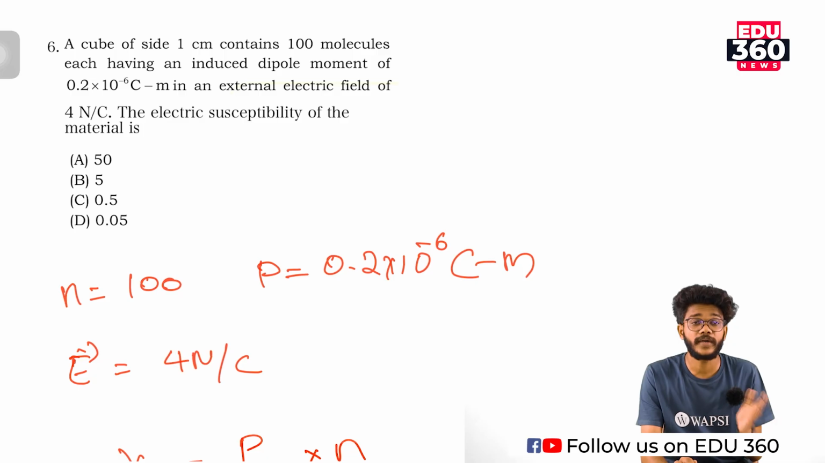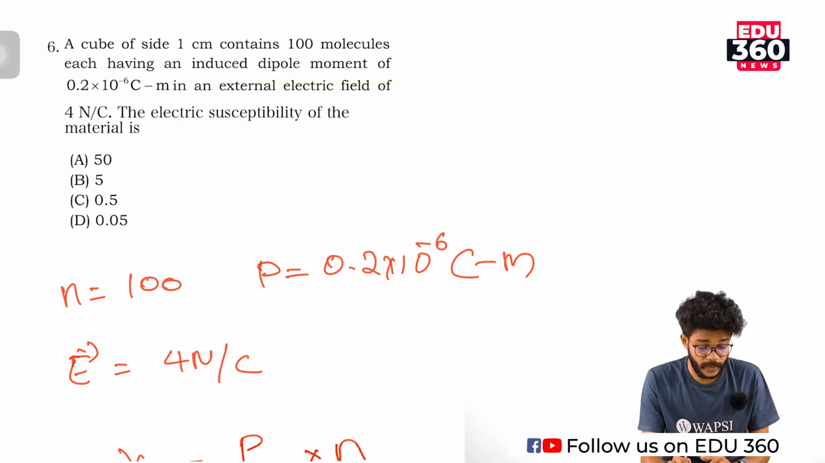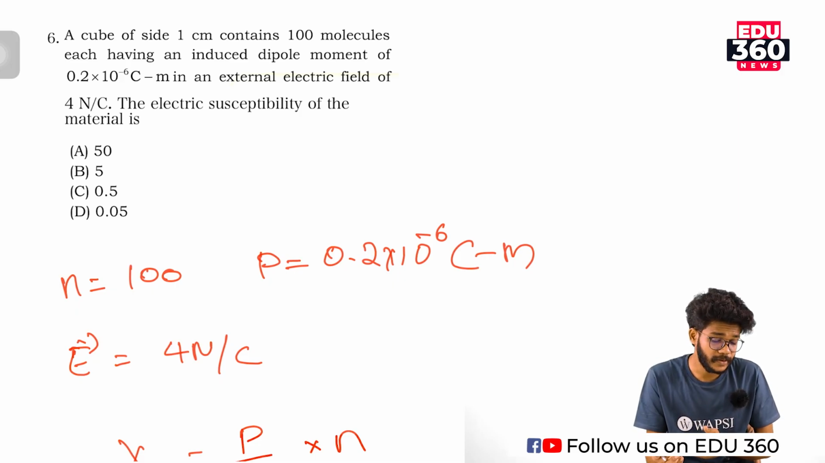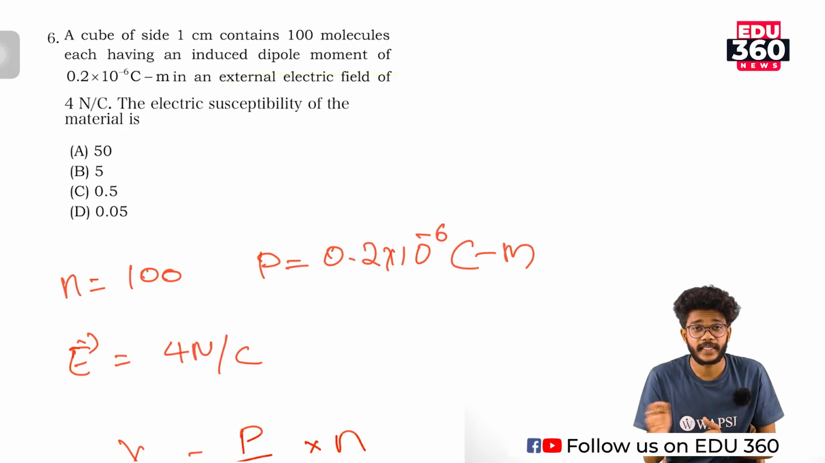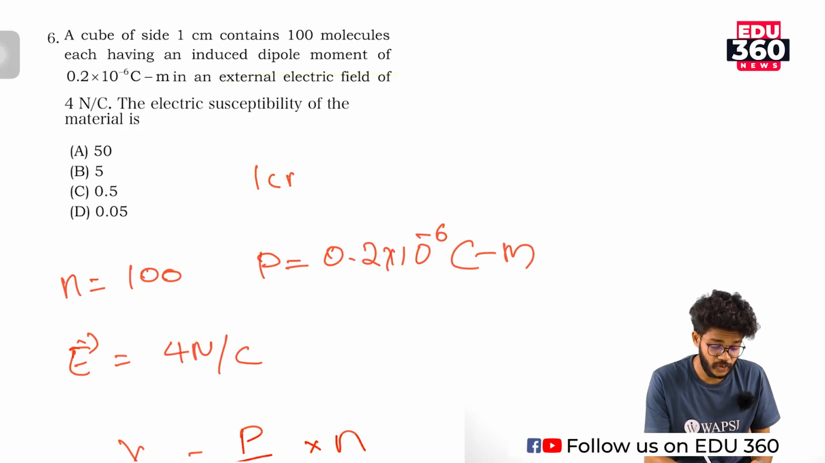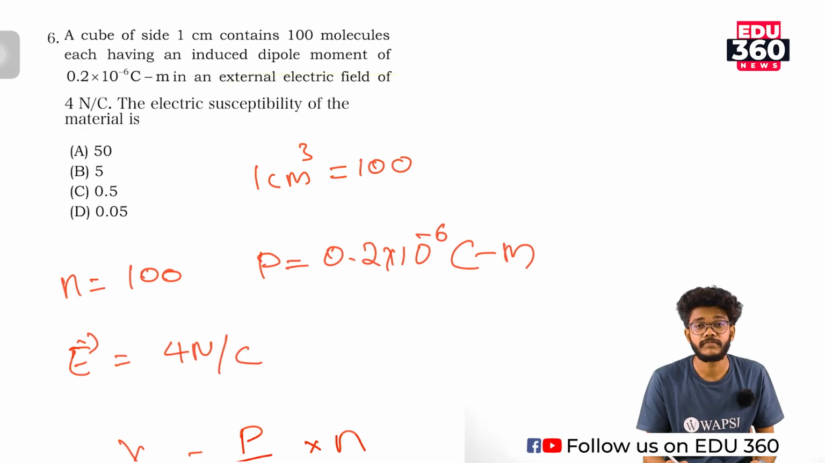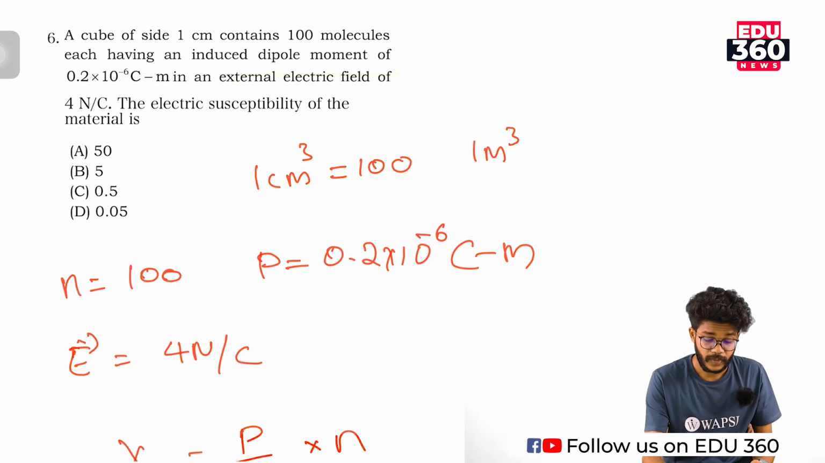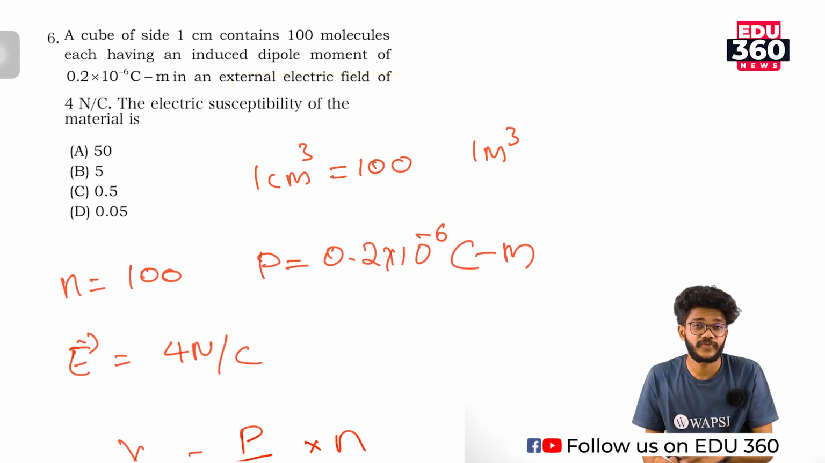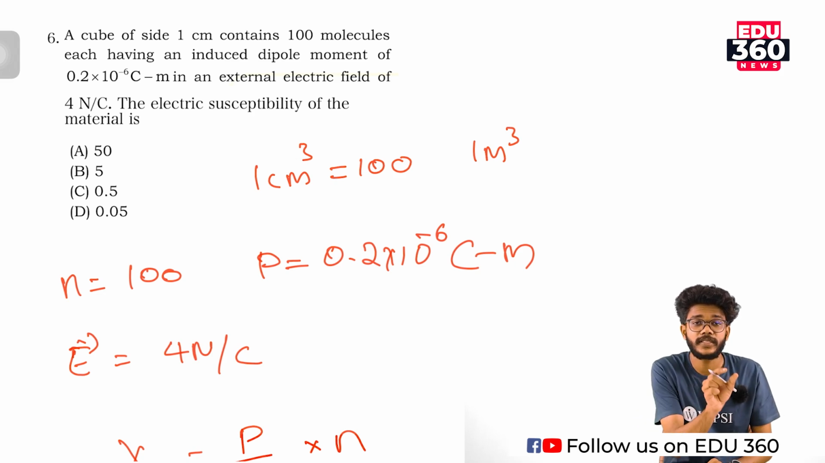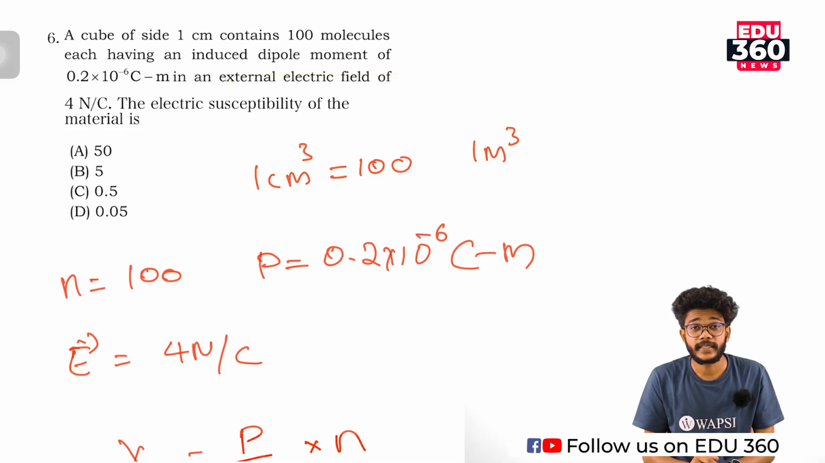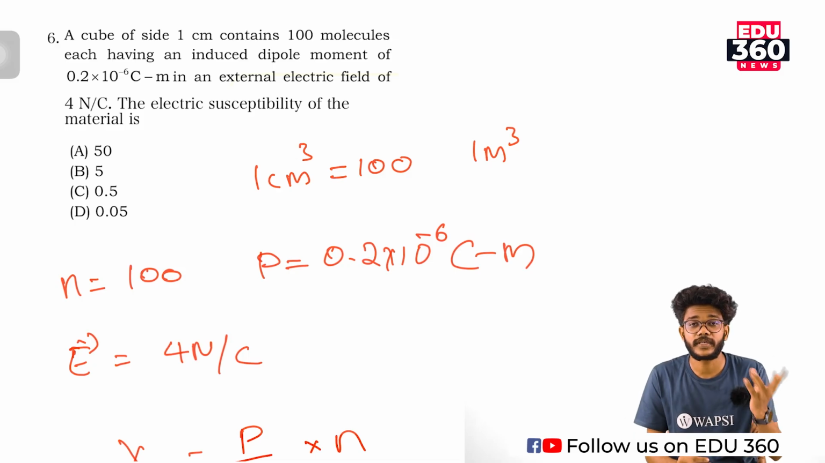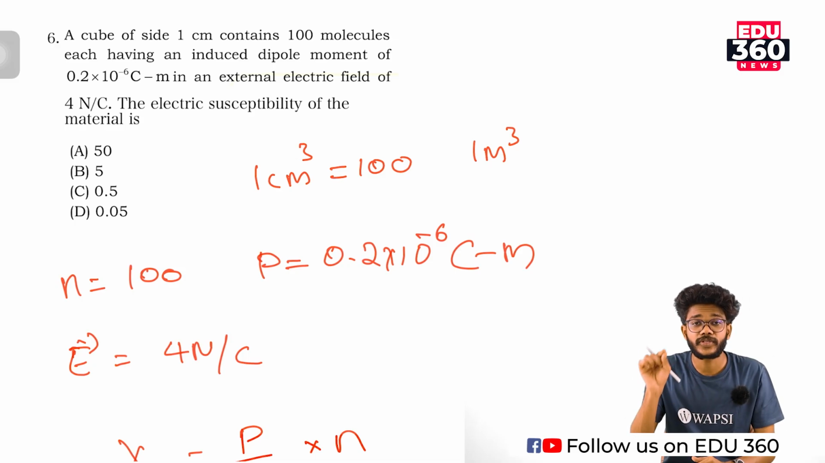That means the cube is 1 centimeter cube, so we convert it to 1 meter cube, which is the standard volume. In 1 centimeter cube it has 100 molecules. So what will be the number of molecules in 1 meter cube? 1 centimeter should be transformed to 100 centimeter, so in one dimension it is multiplied by 100. In 3 dimensions it should be multiplied by 10 raised to 6.